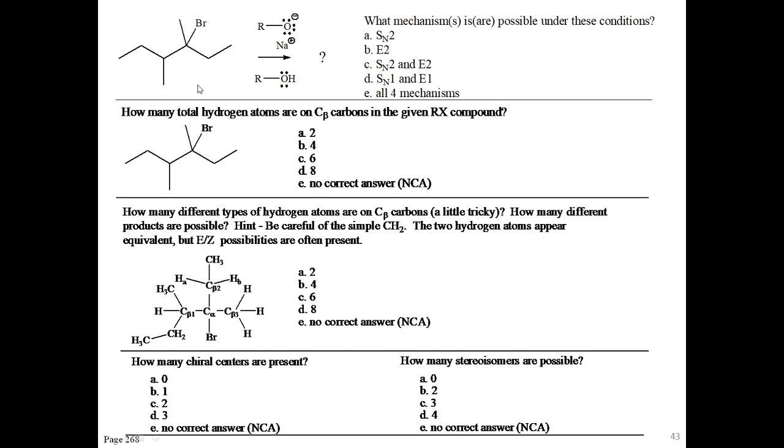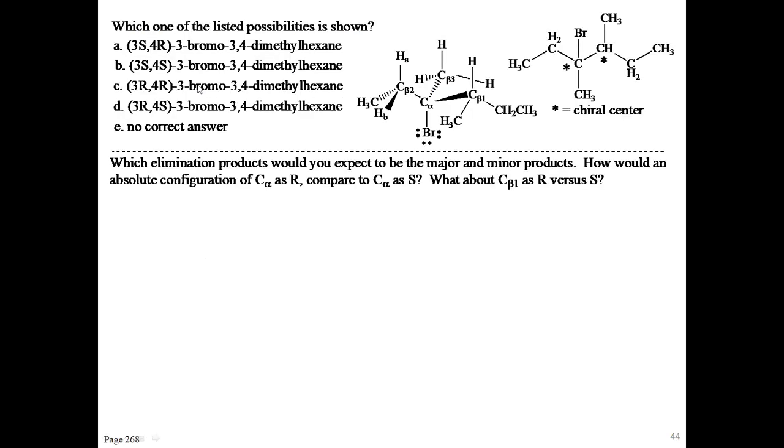So this could be a more involved problem. There's 4 different ways we could show this in 3 dimensions. I actually picked one of those over here. You might stop the slides for just a sec and see if you can figure out the absolute configuration of these. This is not a chiral center, that's a methyl. This is not a chiral center because that's a methylene. C alpha is chiral, so we could figure that one out.